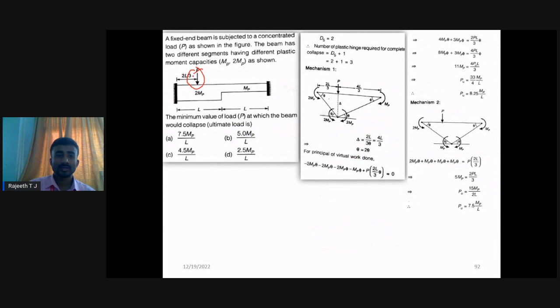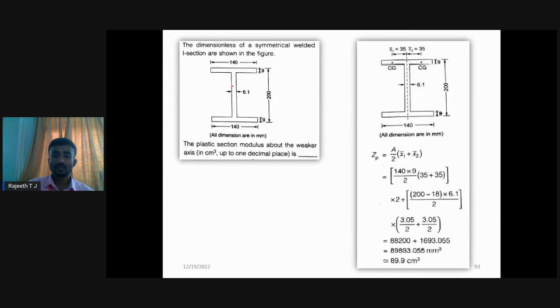Here also we should take one mechanism at the supports and under the load. One more mechanism will be at the supports under the change of cross section. If you calculate separately, you are going to get 8.25 MP by L and 7.5 MP by L. Your answer here is the least value, 7.5 MP by L.